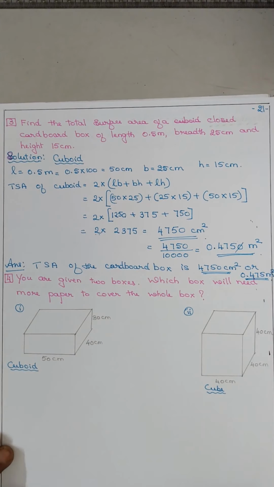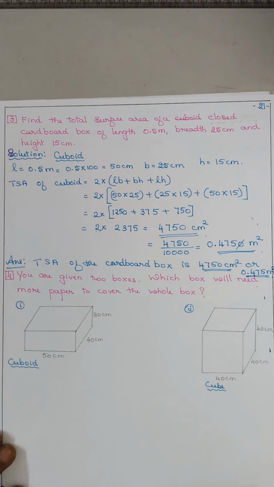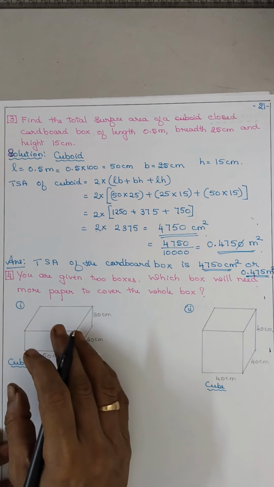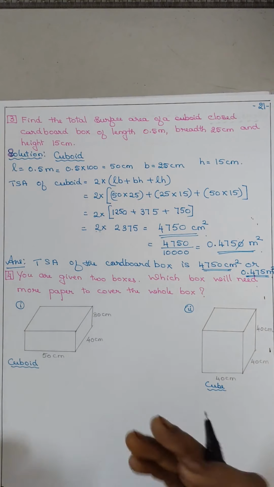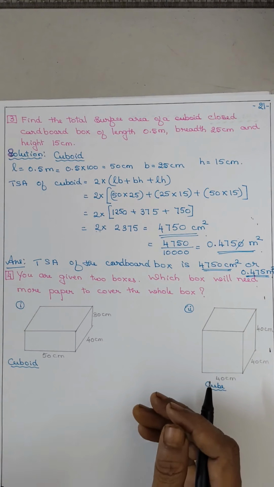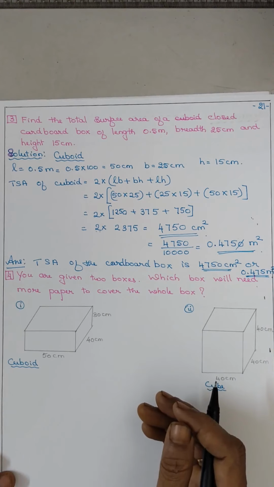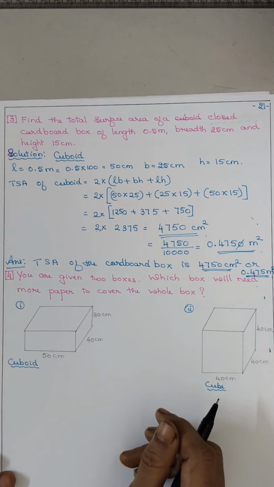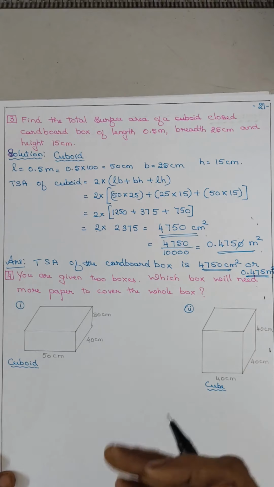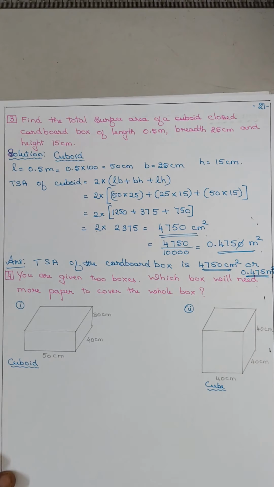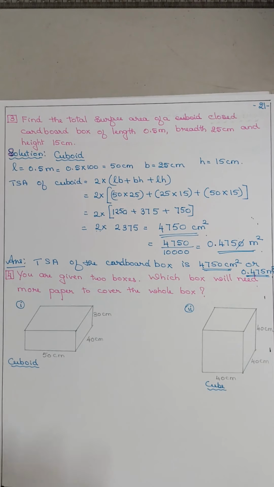Okay. Now coming to the fourth sum, you are given 2 boxes. Which box will need more paper to cover the whole box? A box को from all sides it has to be covered. So which area we have to find out? It is the TSA, isn't it? The whole box has to be covered. मतलब 6 sides से हमें उसको cover करने का. That means we have to find out the TSA.